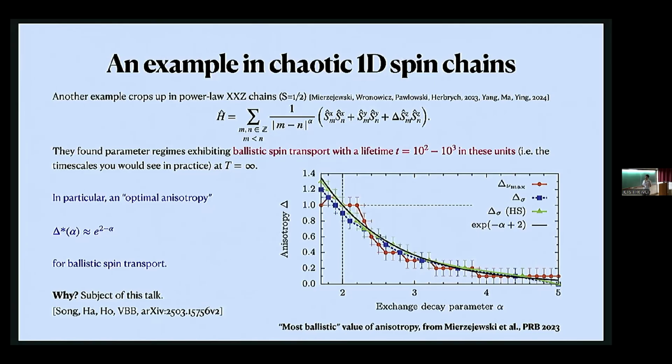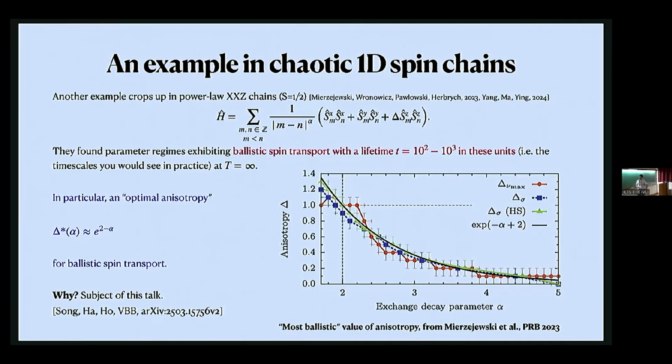So in the units of this Hamiltonian, these were lifetimes of 100 to 1000. And in modern day numerics, or even these ultra cold atom experiments, that is all you're going to see is that long ballistic transient. So it seems worth understanding, and it seems related, at least superficially, to the physics in the previous slide. We thought this would be an easier setting for understanding.